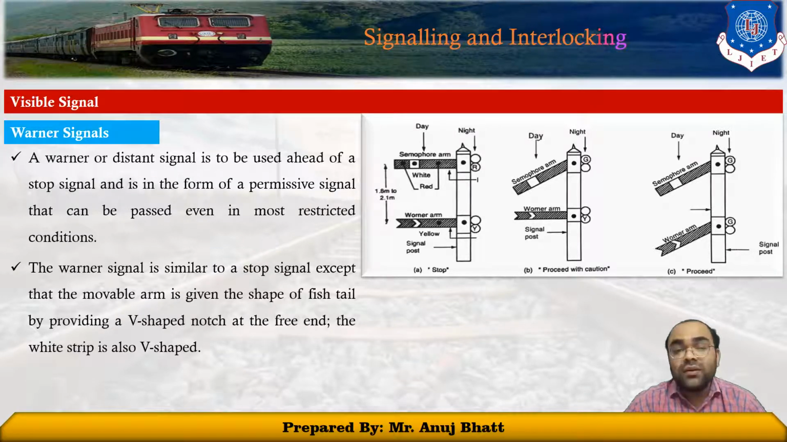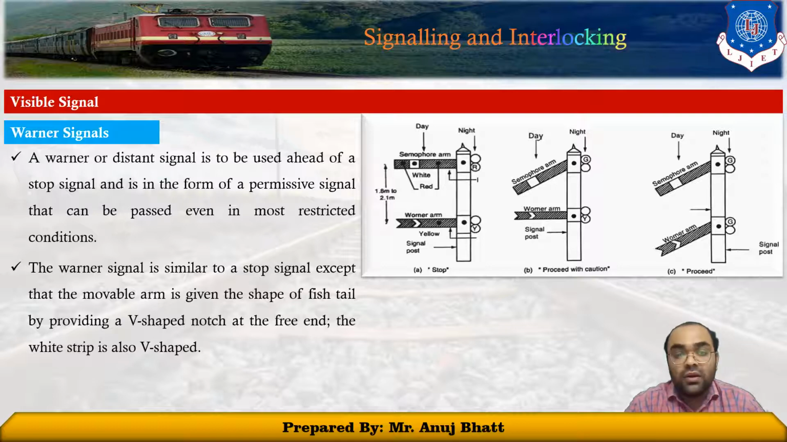This warner, or distance signal, has therefore been developed, to be used ahead of a stop signal, in the form of a permissive signal that can be passed even in the most restricted condition. In the case of a stop signal, the driver has to stop the train when it is in the on position. But in the case of a permissive signal, the driver can pass through even when it is in the on position.